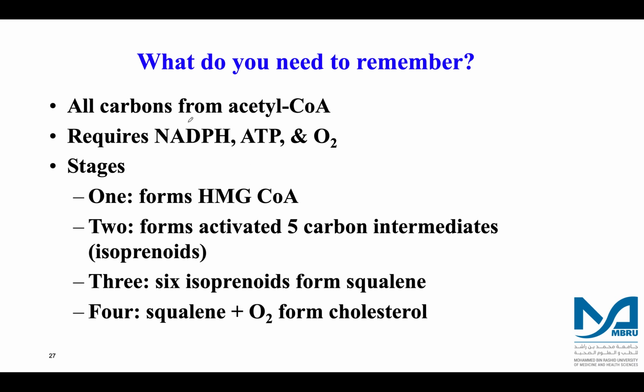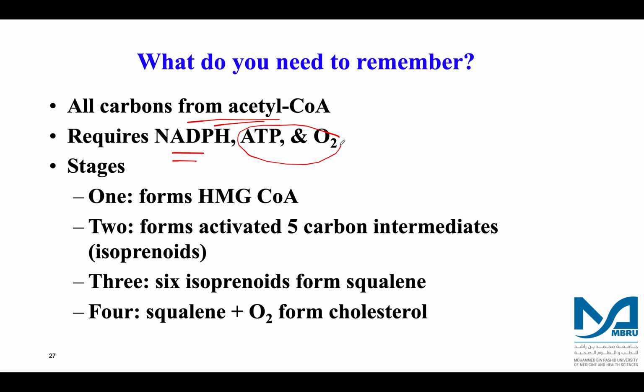All carbon atoms that are present, all the 27 carbon atoms that are present in cholesterol are derived from acetyl coenzyme A molecule. The synthesis of cholesterol requires the presence of NADPH, and this NADPH comes from the pentose phosphate pathway. Apart from that, we also require ATP and oxygen.